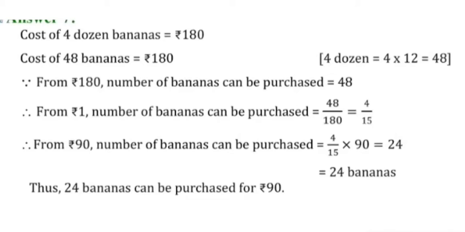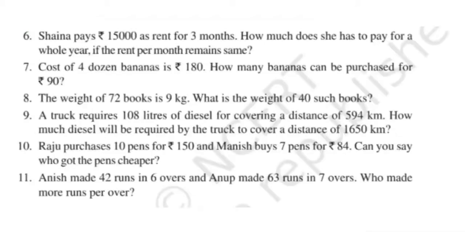So cost of 4 dozen bananas is rupees 180. 4 dozen means 48 bananas. Okay, it means the cost of 48 bananas is rupees 180. Now number of bananas can be purchased from rupees 180, it is 48. Now from rupees 1, number of bananas can be purchased 48 upon 180 means 4 upon 15. So now from rupees 90, number of bananas can be purchased, it is 4 upon 15 into 90. It means 24 bananas. So the answer is 24 bananas can be purchased for rupees 90.